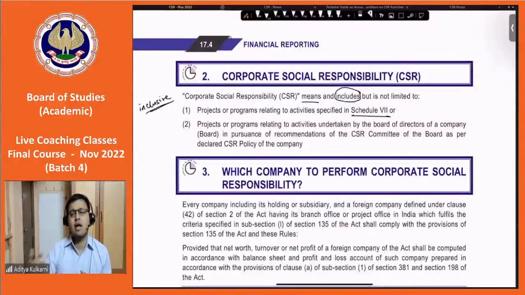Contribution to funds for army people. So all these are included in your Schedule 7, a very beautiful schedule. But is it restricted to Schedule 7? The answer is no.